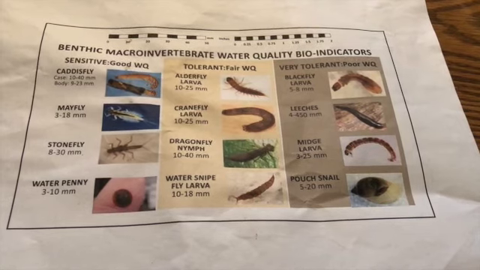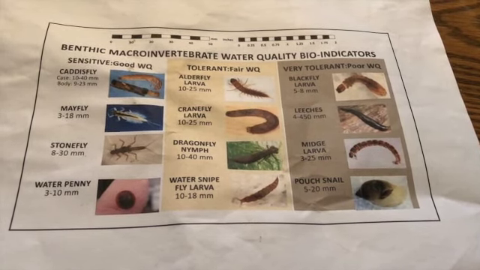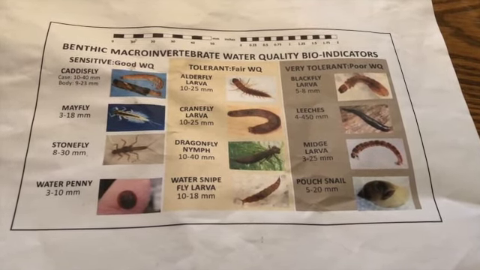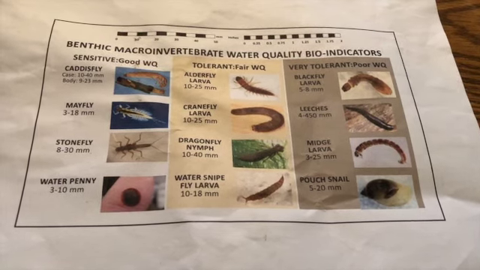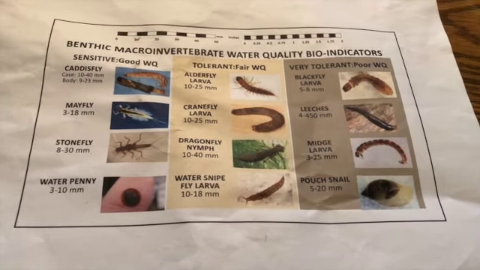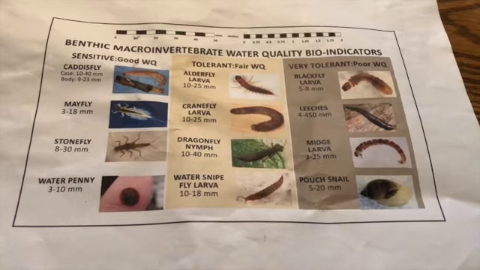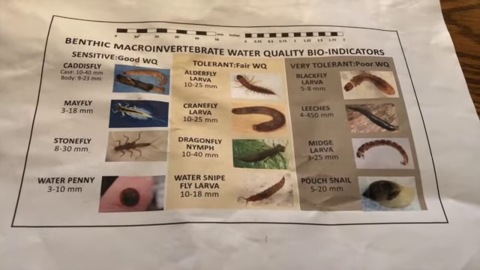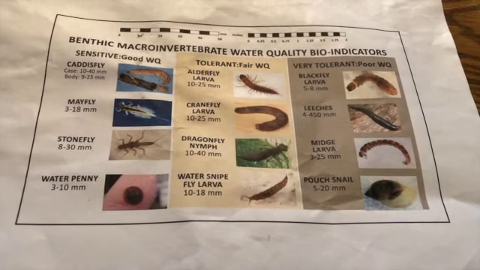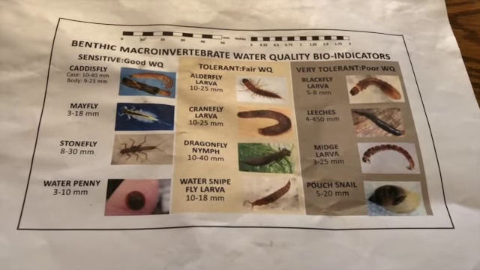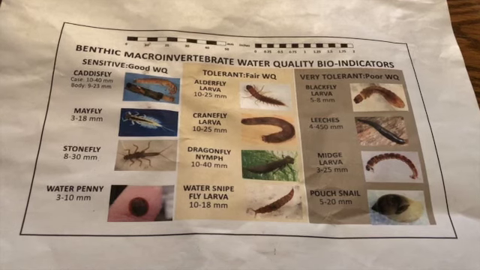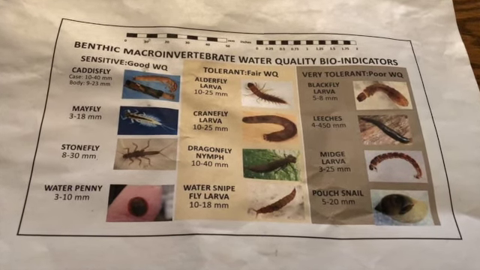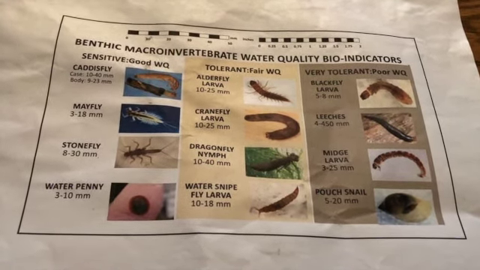In order to determine the quality of our water supply, we are going to be looking for benthic macroinvertebrates. Benthic means bottom dwelling, so we need to look at the bottom of our stream and underneath rocks. Macro means you can see it with the naked eye. You don't need a microscope to see it. And invertebrate means without a backbone. These critters are what we call bioindicator species, which means they can tell us about the quality of our water.